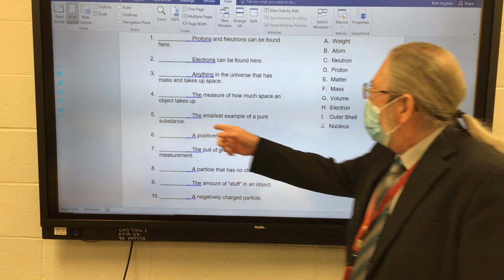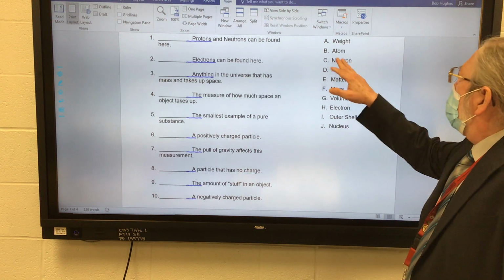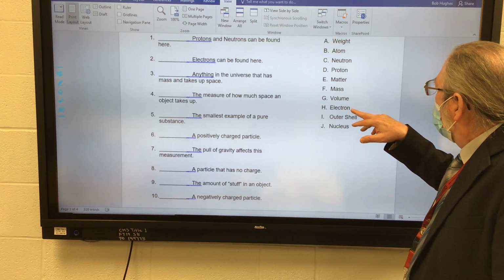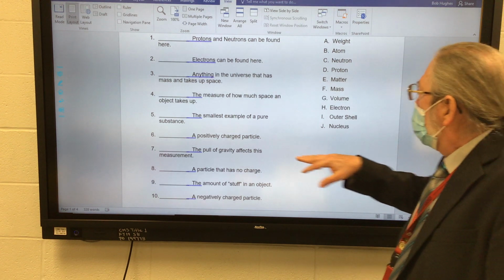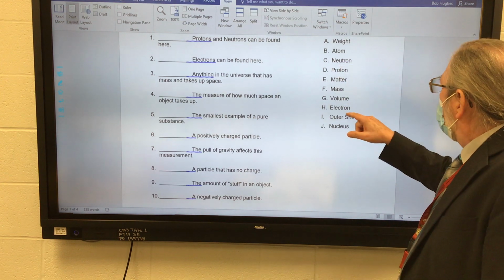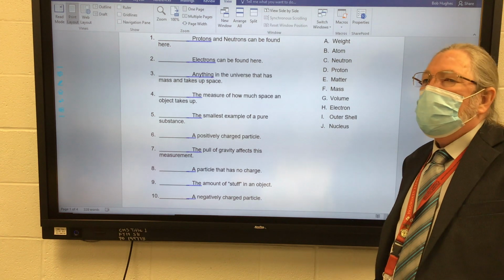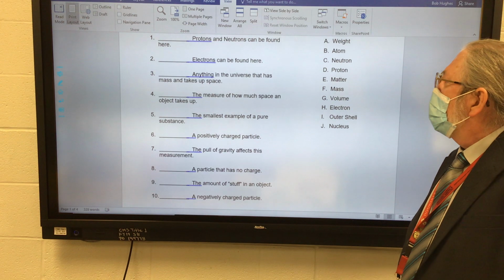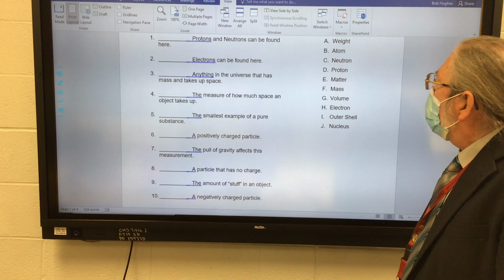Okay, so I'm going to go to number 5 now. The smallest example of a pure substance, is that an atom or is that an electron? B or H? Mark your answer with the letter.